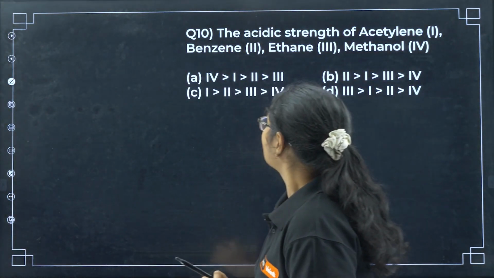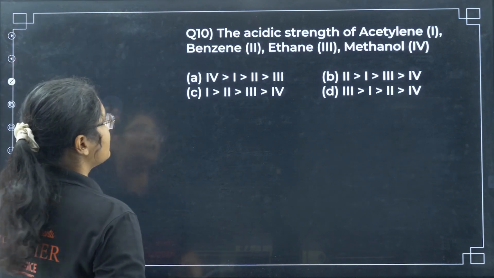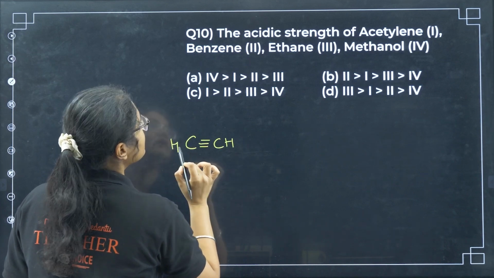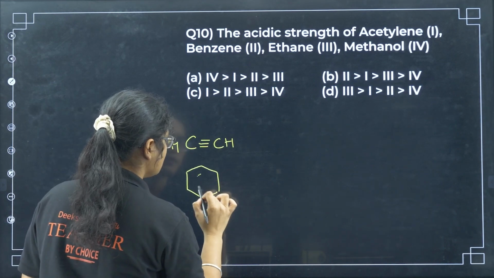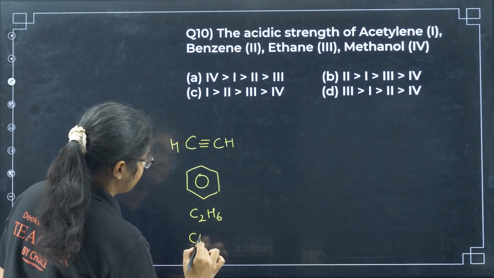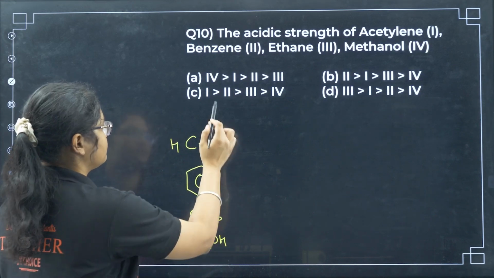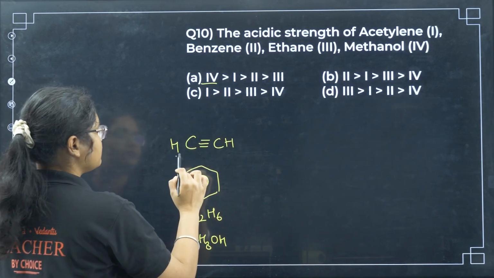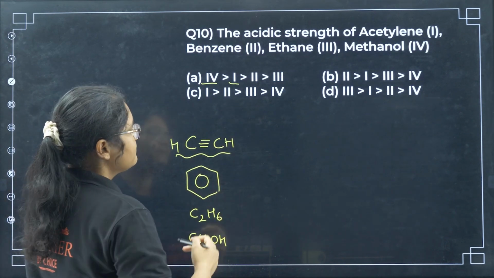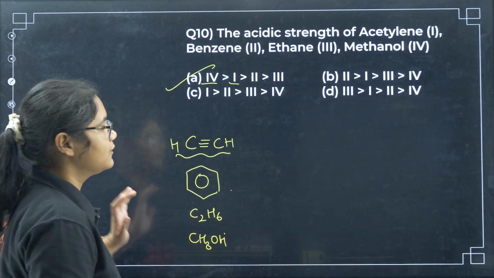Next question is the acidic strength. Again you have to find for acetylene, benzene, ethane and methanol. So if I have acetylene, that is your ethyne group, okay, then you have benzene, then you have ethane, and then you have methanol. Okay, so definitely our alcohols are more acidic, so 4th one will be the highest one. After that you have this ethyne group, that is more acidic, and after that we have benzene, and thirdly we have C2H6, so option number A here.